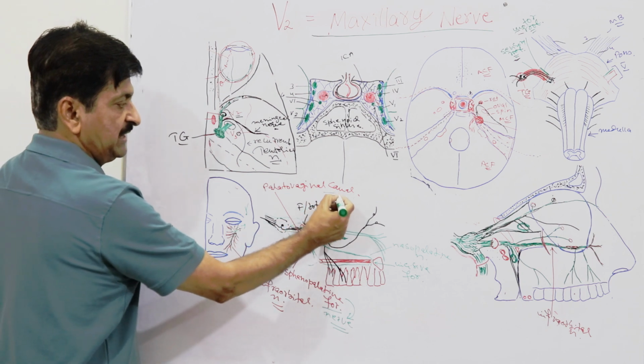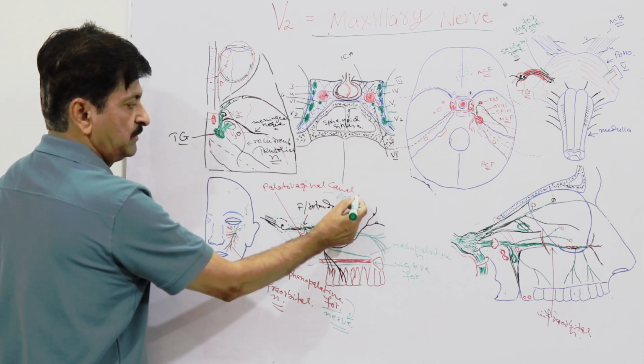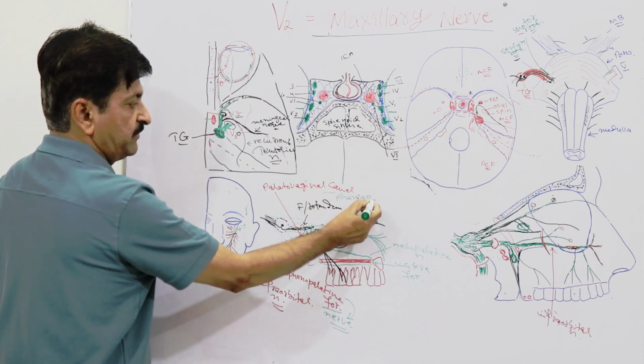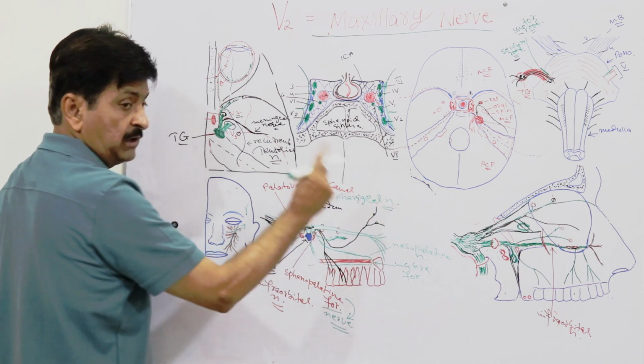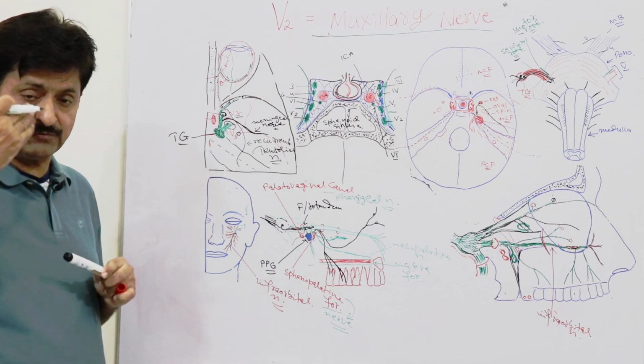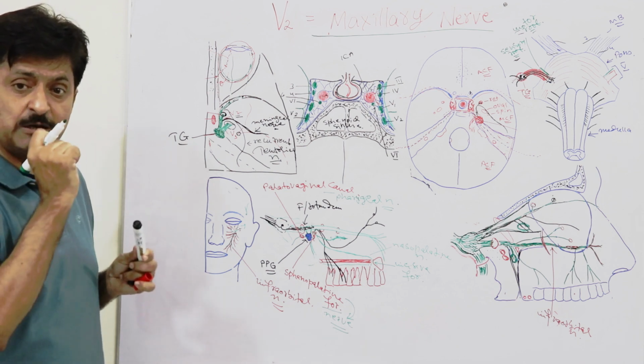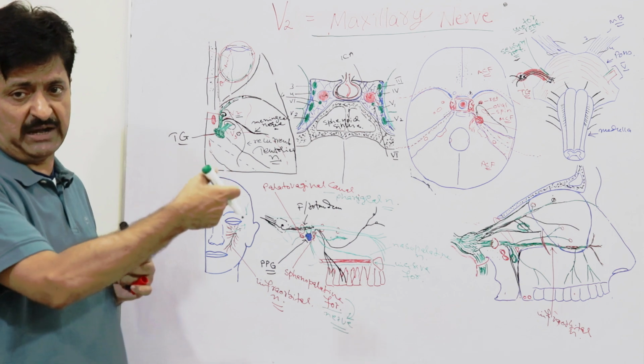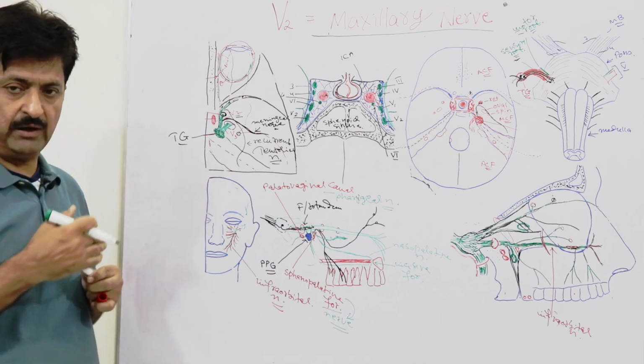So palatovaginal canal, here the nerve will be the pharyngeal nerve. Which pharyngeal nerve? Which pharynx? Obviously the highest part of the pharynx, that is called the nasopharynx. So the nasopharynx and much of the part of the nasal cavity and a little part of your oral cavity palate has been supplied by the maxillary nerve until now.